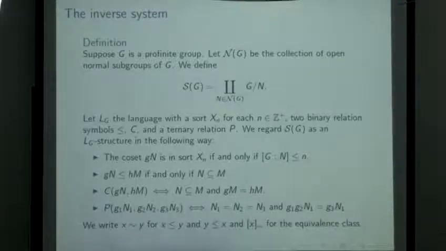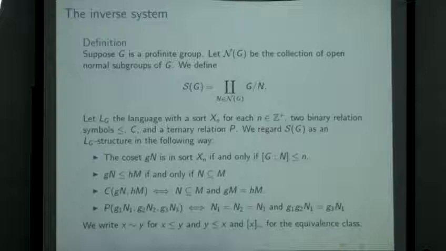So here's the definition. You start with a profinite group, and you look at the set of open normal subgroups. The domain of the structure will be all of the finite quotients by open normal subgroups. Now, we're going to have a sort of strange multi-sorted presentation for this. So we won't have disjoint sorts. This is what's a little weird about it.